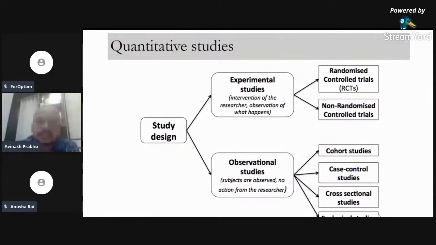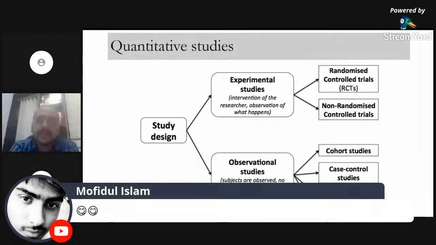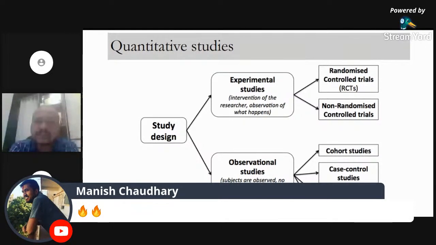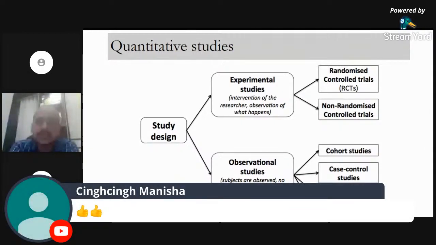Here, the intervention will come from the researcher, and we will see what will happen after giving an intervention to a cohort of people or to a population. We will see what is the end product out of it. Whereas an observational study, as the name itself suggests, is observational. Subjects are observed, with no action from the researcher, and it can be further divided into cohort studies, case control studies, cross-sectional studies, and also ecological studies.